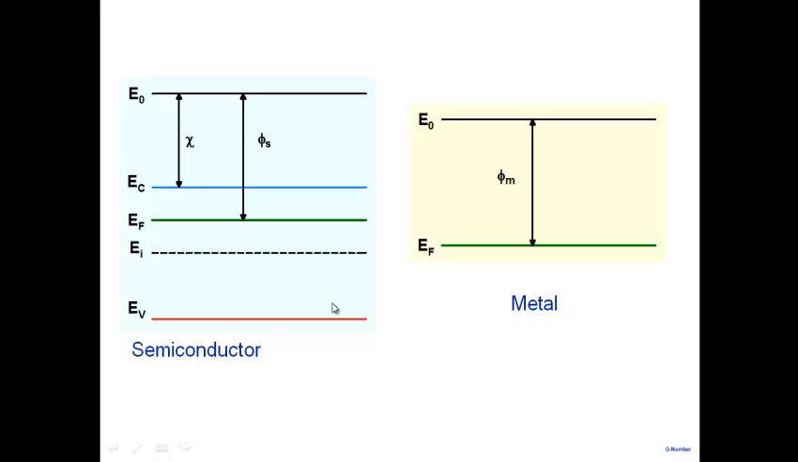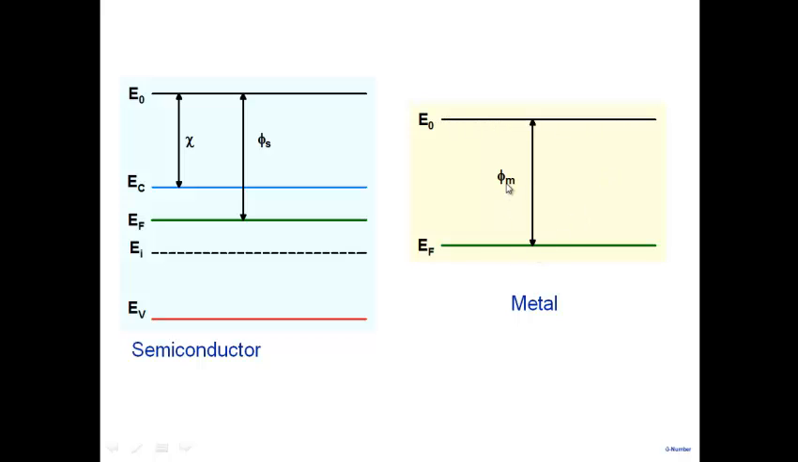In a metal, what do I do? All that I do is draw an energy, which is the Fermi energy in the metal. What does this denote? It denotes that all energy levels below it are occupied and all energy levels above it are empty. So the only energy that I draw for a metal is EF. That's it. And the vacuum level is there as usual.